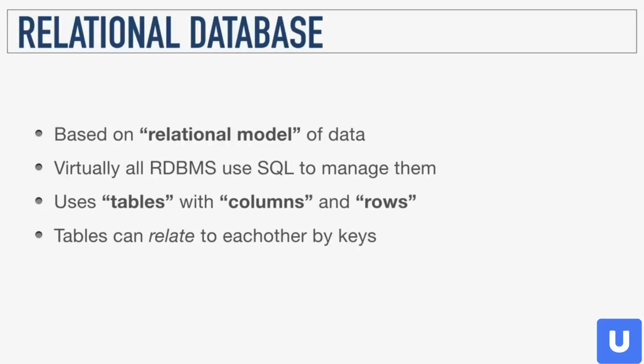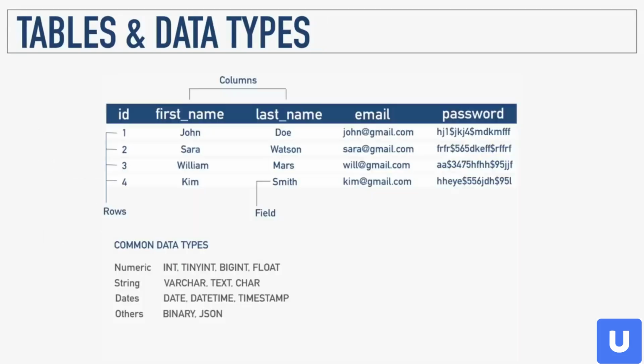All right, so a relational database is based on the relational model of data. And like I said, virtually all relational databases use SQL to manage them, and they use something called tables to store your data. These tables have columns and rows, similar to what you'd see in an Excel spreadsheet, just much more powerful. Tables and fields can relate to each other through something called keys, which I'll show you an example of in a minute, and we'll also be doing this later on through SQL.